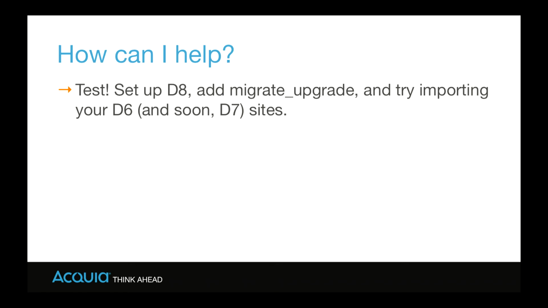And in terms of reporting, it may be difficult to tell if something goes wrong, whether it's migrate upgrade's fault or core's fault. But I would say report first in the migrate upgrade issue queue, and if I look at it and decide it's core's fault, then I'll move it over to the core queue.